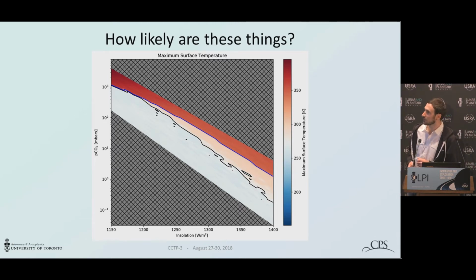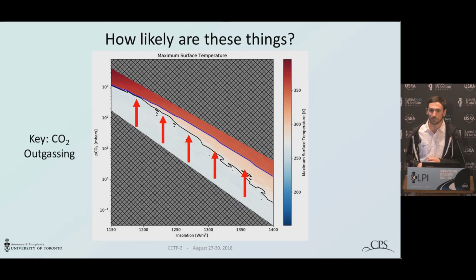So okay, even if you buy that, how likely are these things actually? This is a narrow slice of the parameter space, so maybe most planets won't ever get to this. Well, the key here is that we think that volcanoes will continue to outgas CO2 during Snowball, and in this area where temperatures are below freezing everywhere, you're not really going to have any weathering to balance that. So the Snowball climates that are colder than this should move up into this temperate Snowball region.